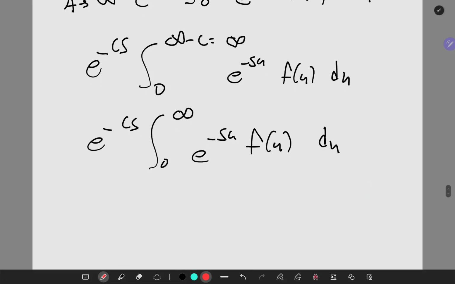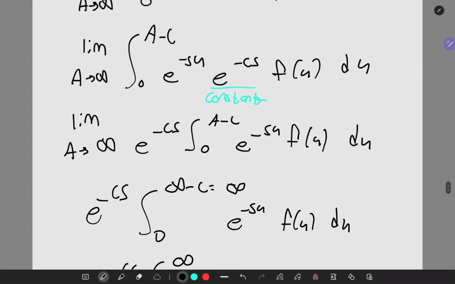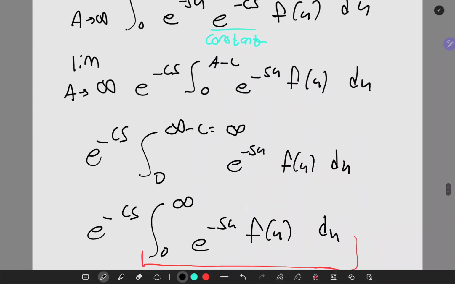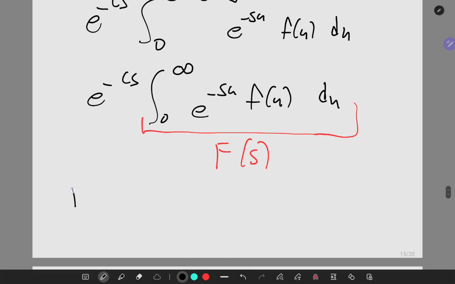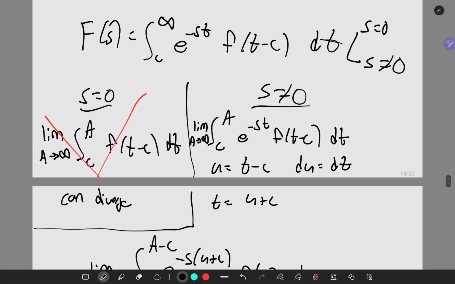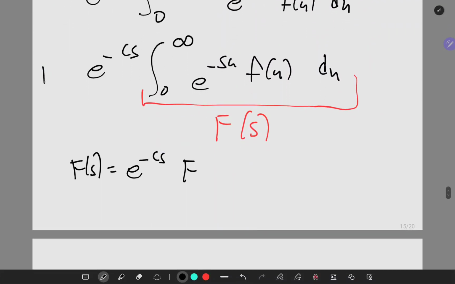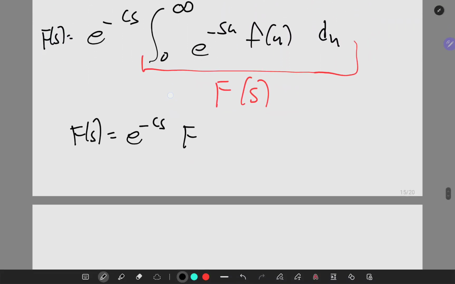Now, you might recognize this is the definition of Laplace transformations, F of s. So if I'm to rewrite this, our F of s is equal to e to the minus cs. I should have included F of s equals all throughout this, but you get the idea.